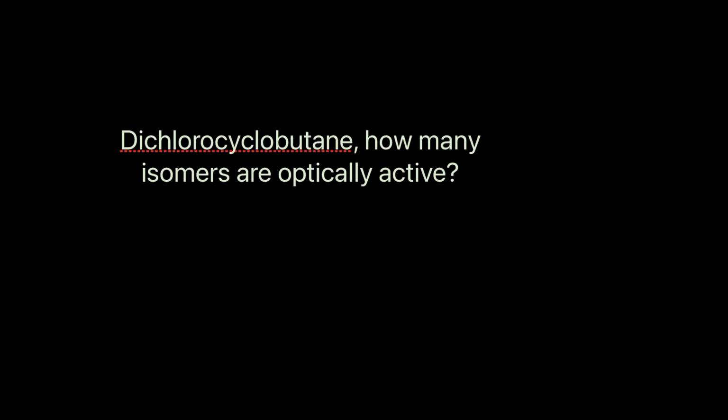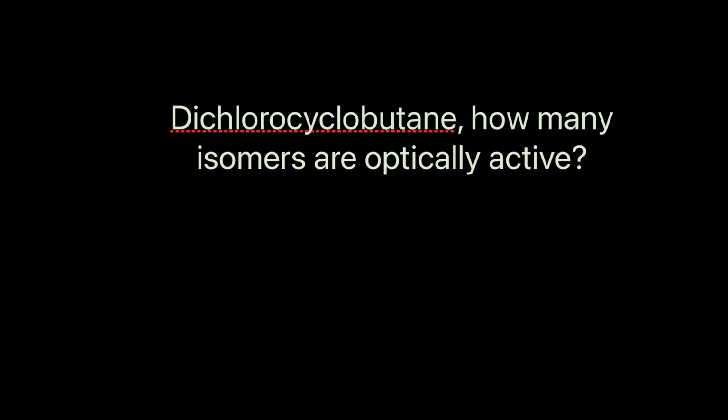Dichlorocyclobutane, 1-bromo-3-isopropyl-cyclohexane, and dichlorocyclopentane. All of these questions, if you're asked how many isomers of these are optically active or how many stereoisomers there are, the process is going to be the same, which I'll demonstrate here. Now there is a hack.